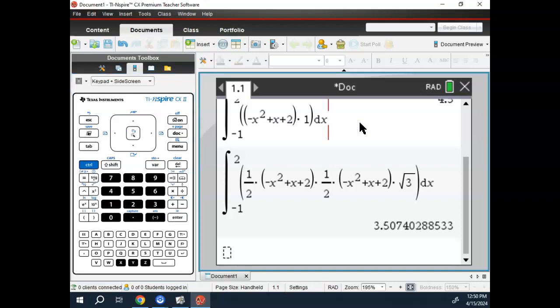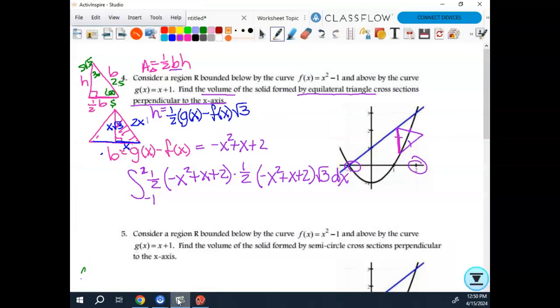Let's move that other way. Is that what y'all got? Okay. So this is equal to 3.507.